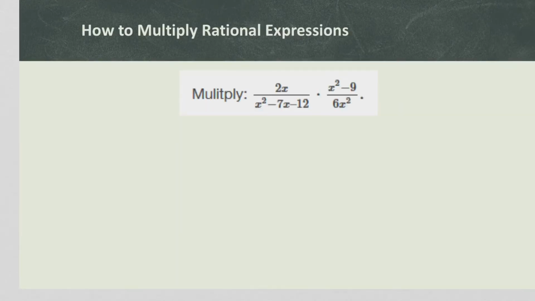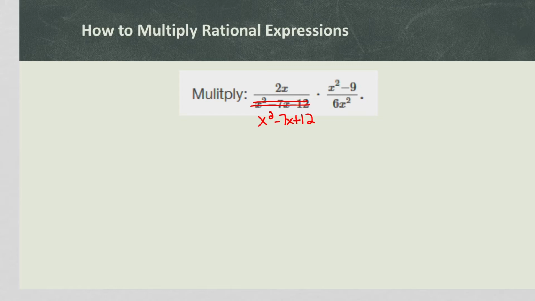Okay, so for this problem, I found a mistake in the problem. For one thing, this right here does not factor. So I'm going to change this problem. If you're following along in the textbook, just understand that this example is written incorrectly. We're going to change this to be x squared minus 7x plus 12. Now that will factor.